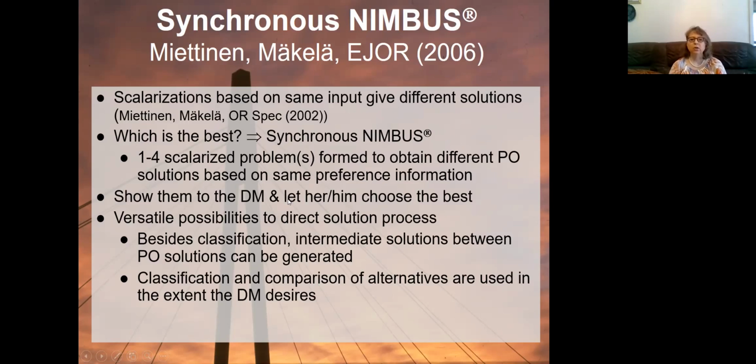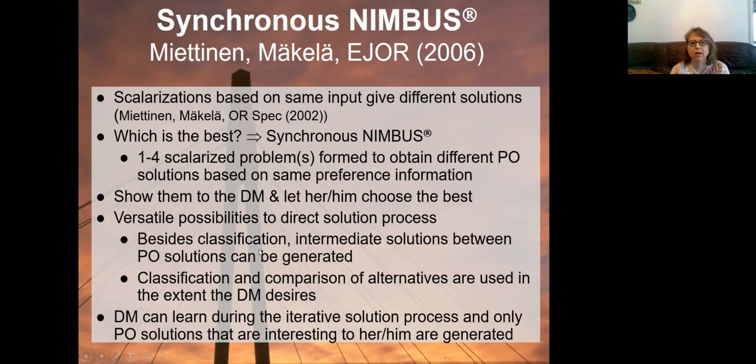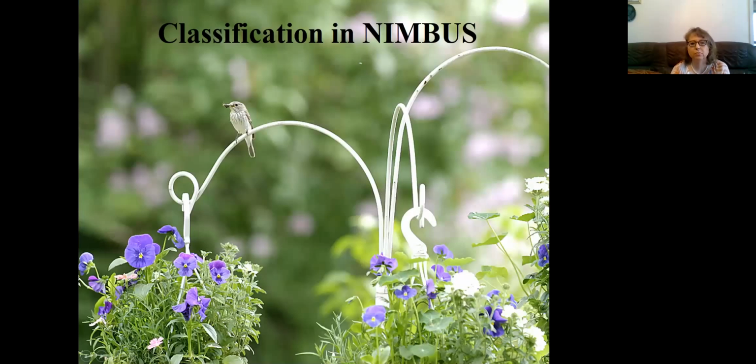And there's also an option of creating intermediate solutions between any 2 Pareto optimal solutions, so that the decision maker can provide different types of preferences depending on what is desired, and learn during the solution process, and only study Pareto optimal solutions that are of interest to him or her.